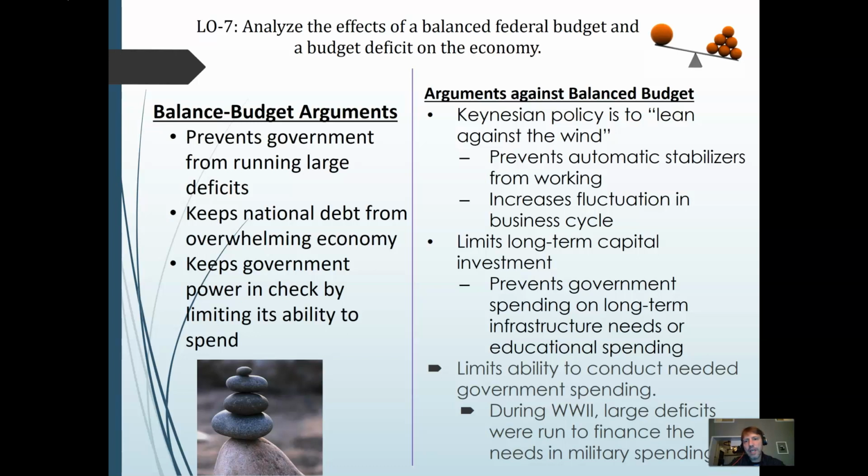There are reasons against a balanced budget too. Keynesian policy says that it's part of the federal government's role to lean against the wind. And what you want is you want to allow for automatic stabilizers to work to smooth out those fluctuations. And if we have to push for a balanced budget, we will actually increase the number of business cycles, the ups and downs that we experience. So there will be more volatility.